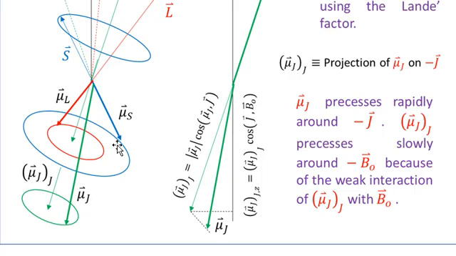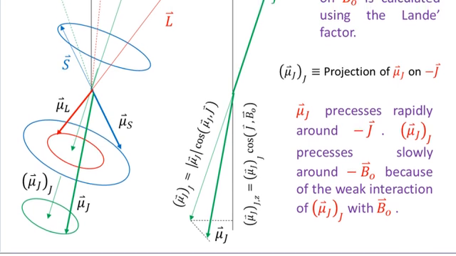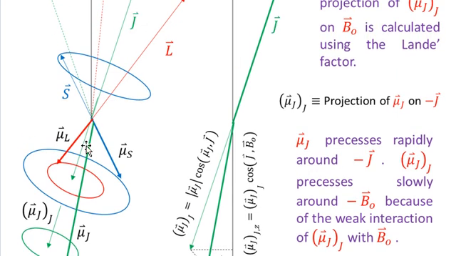And so let me summarize. Mu s will carry out a precessional motion about mu jj. Mu L will carry out a precessional motion about mu jj, and mu j will also carry out a precessional motion about mu jj. And what is mu jj? Mu jj is the jth component or the projection of mu j onto the direction which is anti-parallel to the j vector. So this is the j vector, and this mu jj is exactly anti-parallel to the j vector.